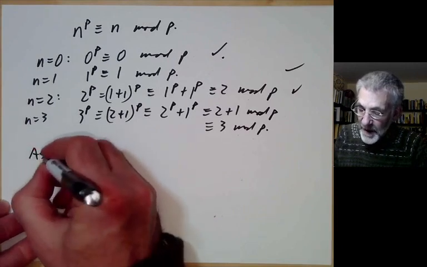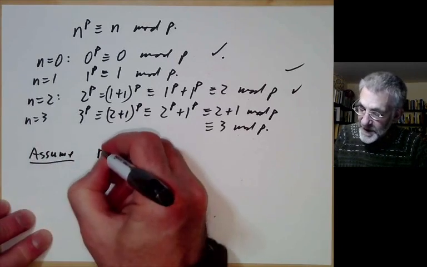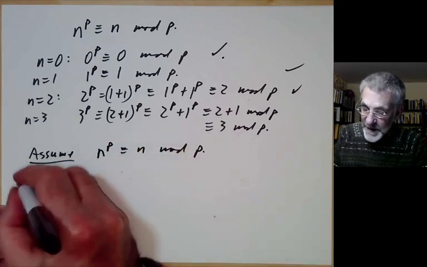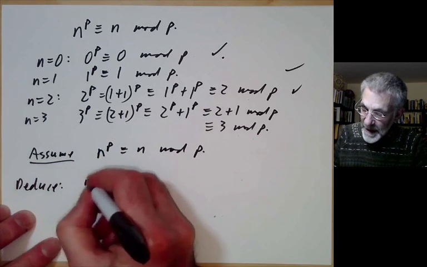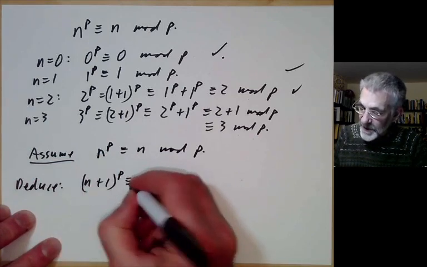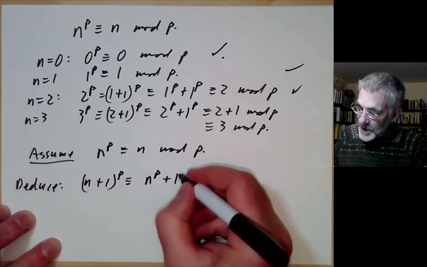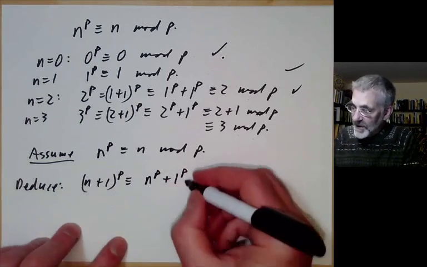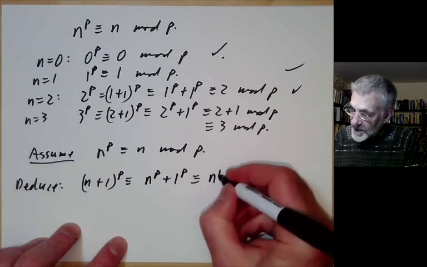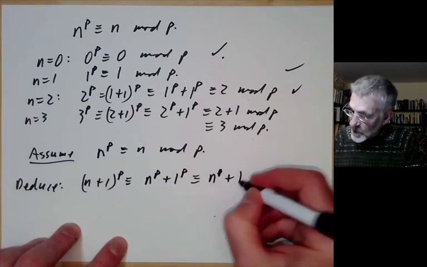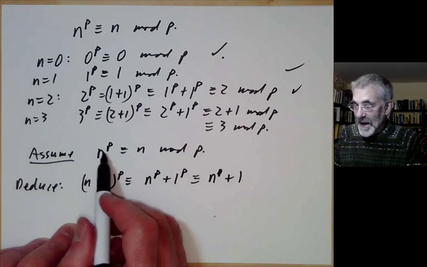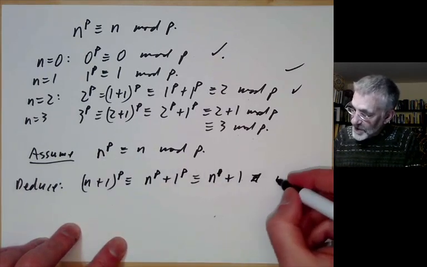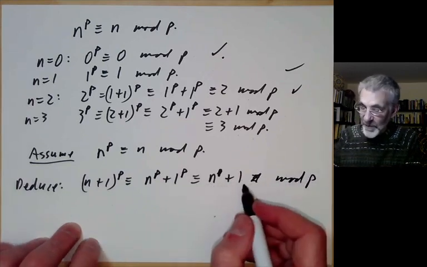So we assume n^p is congruent to n modulo p, and then we deduce (n+1)^p is congruent to n^p plus 1^p, by what we just said, (x+y)^p is x^p plus y^p. And then this is congruent to n plus 1, because we just assumed n^p is n modulo p, which is what we're trying to prove. This is n plus 1 modulo p.